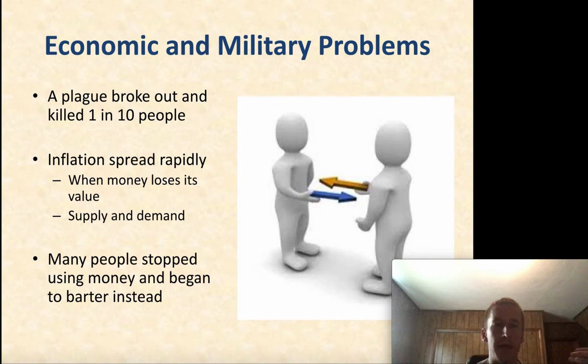So supply and demand. If you have a whole bunch of one product, it's going to probably be pretty cheap because there's just so much of it. But if you have a handful of this product and everybody wants it, you can pretty much charge whatever you want because there's just only so much to go around. Many people stopped using money at this point because of inflation, because their money essentially had no value, and they began to barter or trade instead.